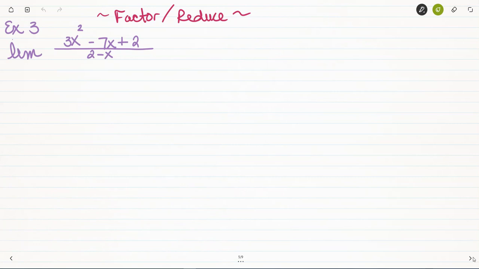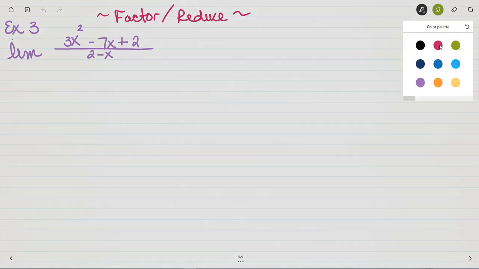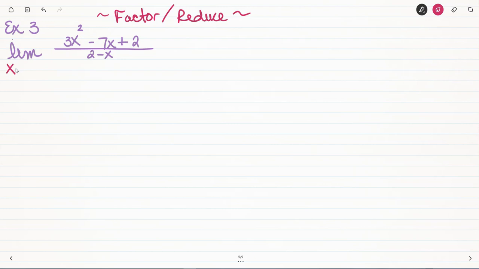Here's another one where we will need to factor and reduce, but I liked this example because it pushes us to remember a little bit more of that algebra to be able to factor. And this one is going to be as x is approaching 2. If I do the direct substitution, I find right away that I can't use it, because 2 minus 2 is 0 in the denominator.